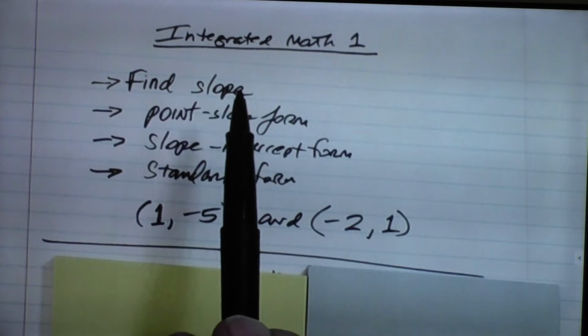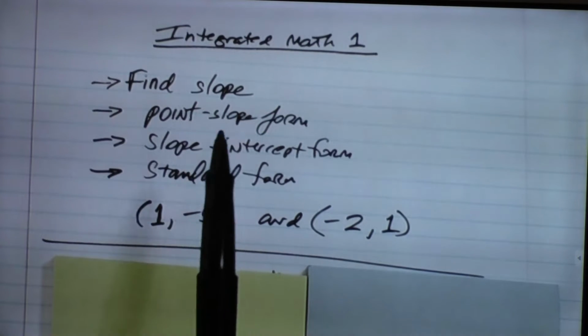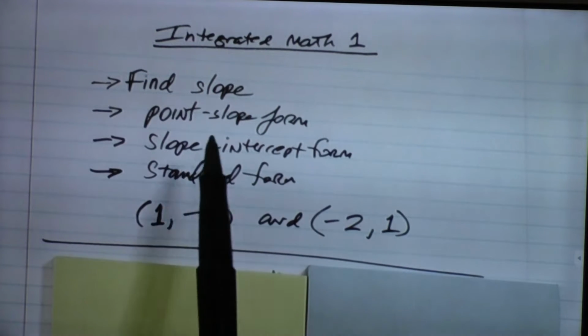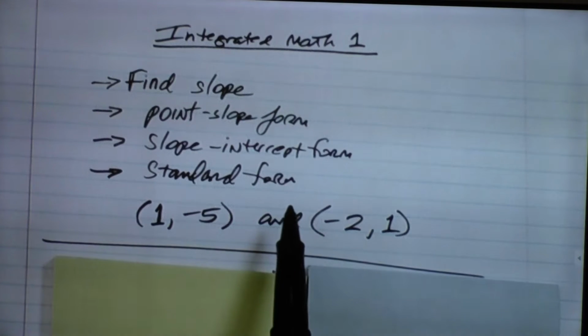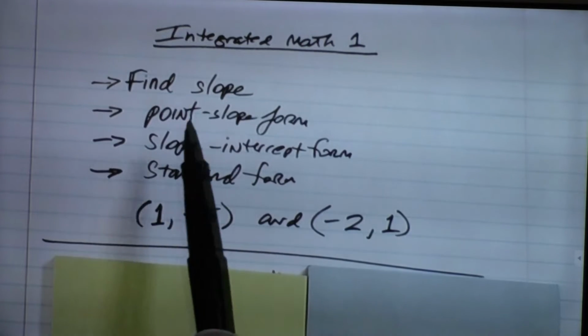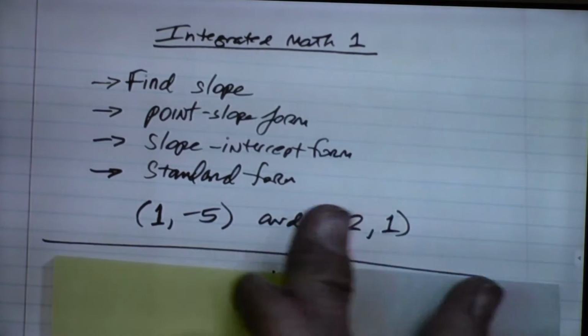So you find the slope, and you need to use the slope for the point slope form and for the slope-intercept form. And then using the slope-intercept form, you get the standard form, which many people did well with. Okay? But a lot of people had a problem with the point slope form. So let's start right off.